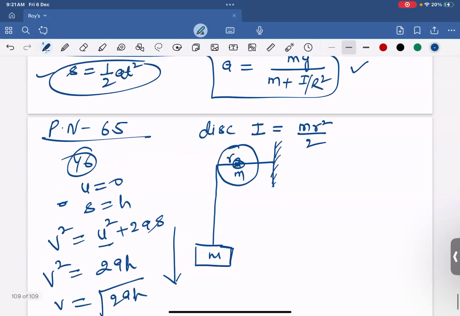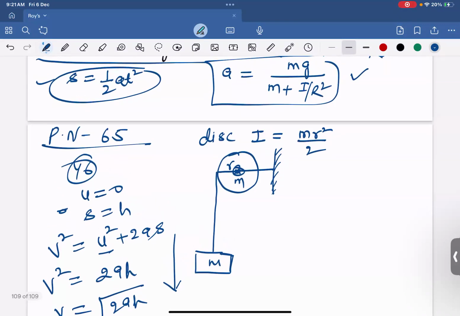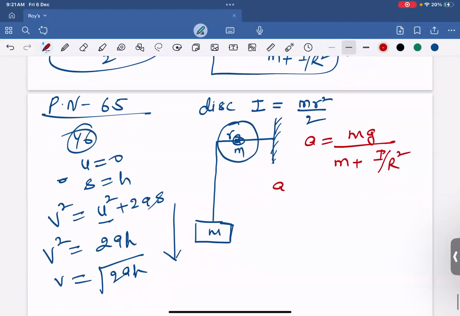Now what is a? For that I have just derived a formula here. If you can see this formula I have derived, a is nothing but mg divided by small m plus moment of inertia divided by radius square. Let's use that formula directly here. So mg divided by m plus I, where I is mr square by 2, and this is r square. R square cancels.